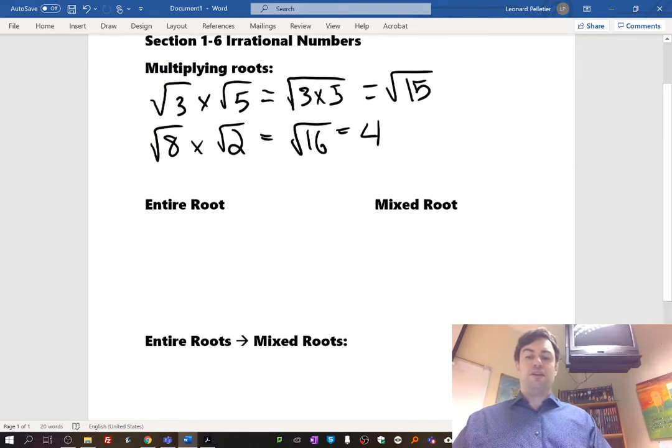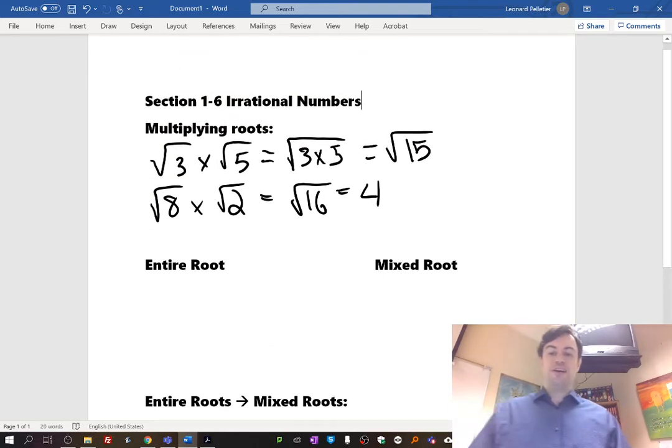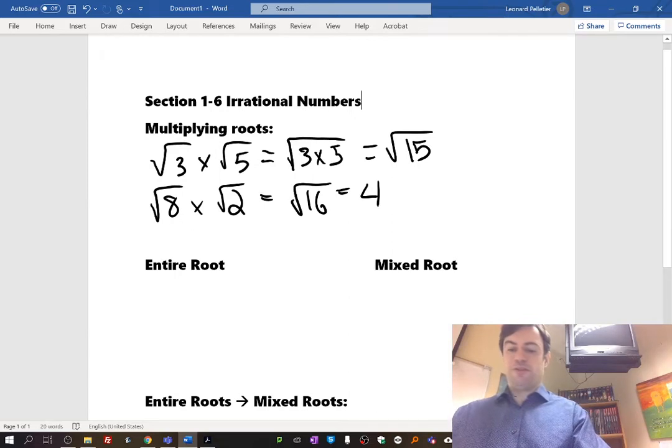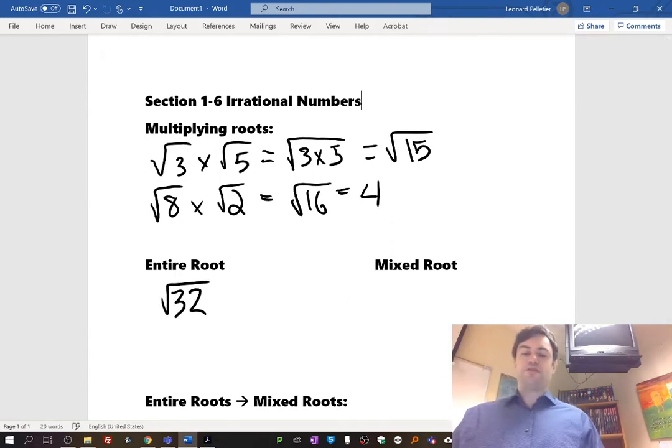So let's take a look at what an entire root is. Entire roots are things like the square root of 32. Square root of 32. The entire thing is in the square root. That's exactly what an entire root is. Most of the square roots you've seen in your life are entire roots.